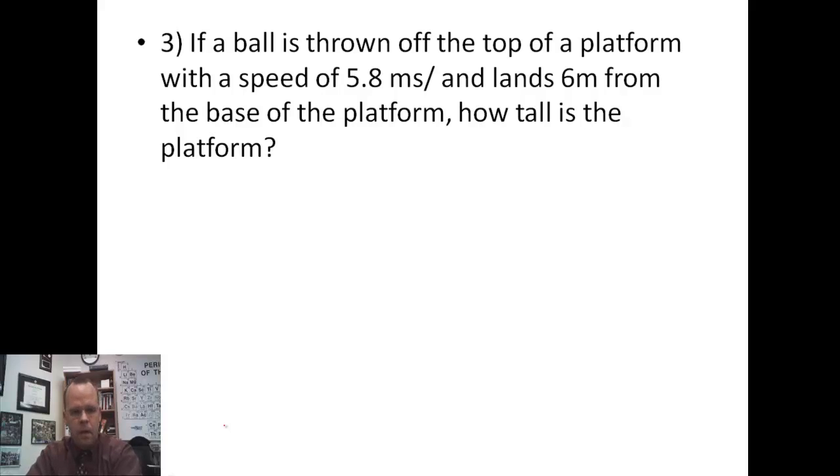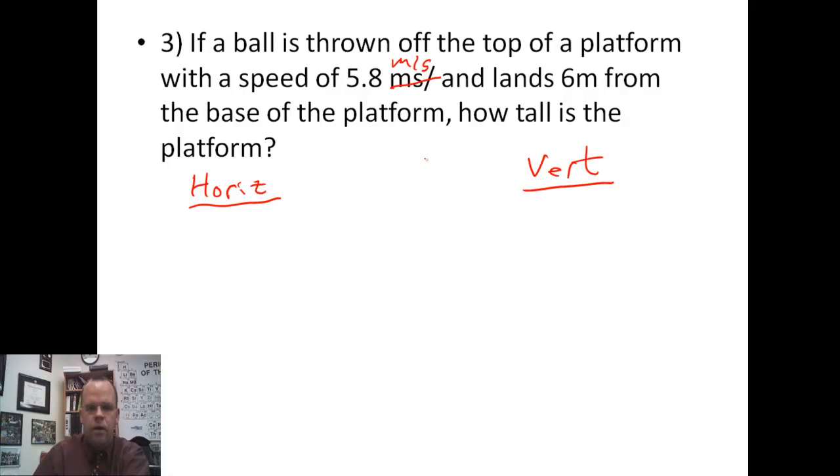One last problem. If a ball is thrown off the top of a platform with a speed of 5.8, this should be meters per second. Typo there. Now with these problems, you want to pause the problem for a second, try it yourself, and then press play again to see how I solve it. We want to break this into two parts. Once again, horizontal and vertical, and treat those as two separate things.